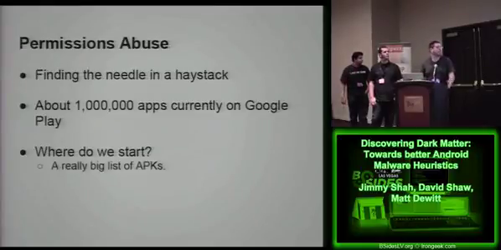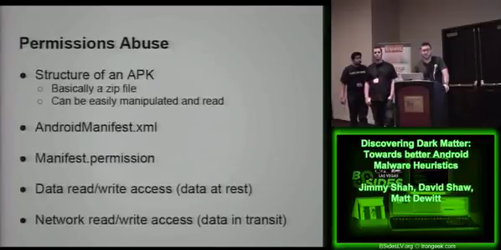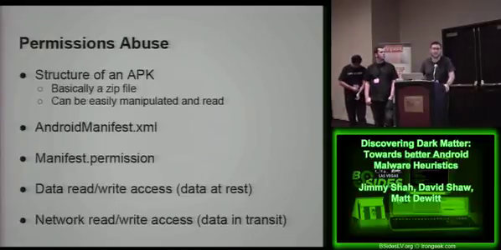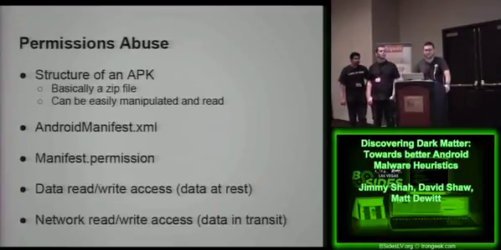We'll generally start with a really big list of APKs. And in order to start with APK analysis, we need to understand a little bit about how an APK is structured. Basically, it's a zip file. It contains a bunch of information about the app itself, and it can easily be manipulated and read, which is, of course, pretty helpful. In particular, we're going to talk about AndroidManifest.xml, which is basically an XML file that tells Android OS what the app's called, what permissions it's going to request, what it's going to do, and more specifically the manifest permission lines, which is saying I'm going to ask for these permissions.